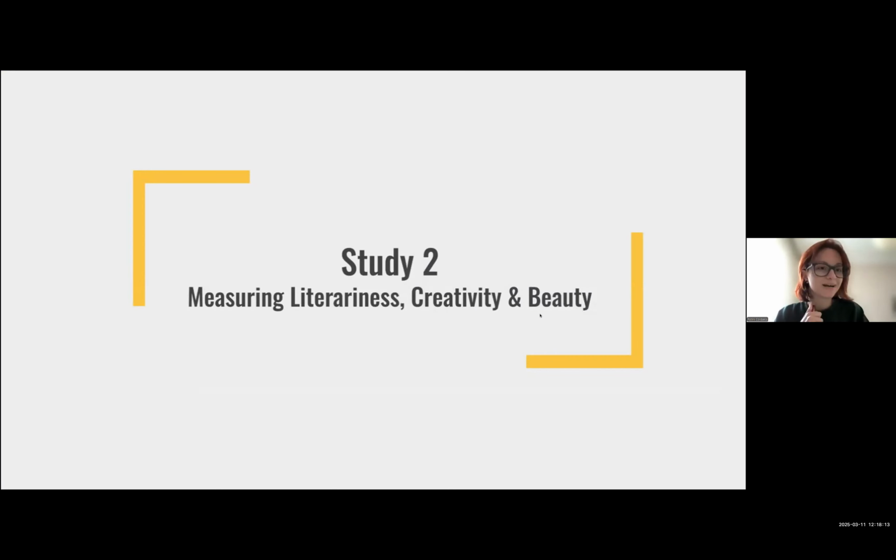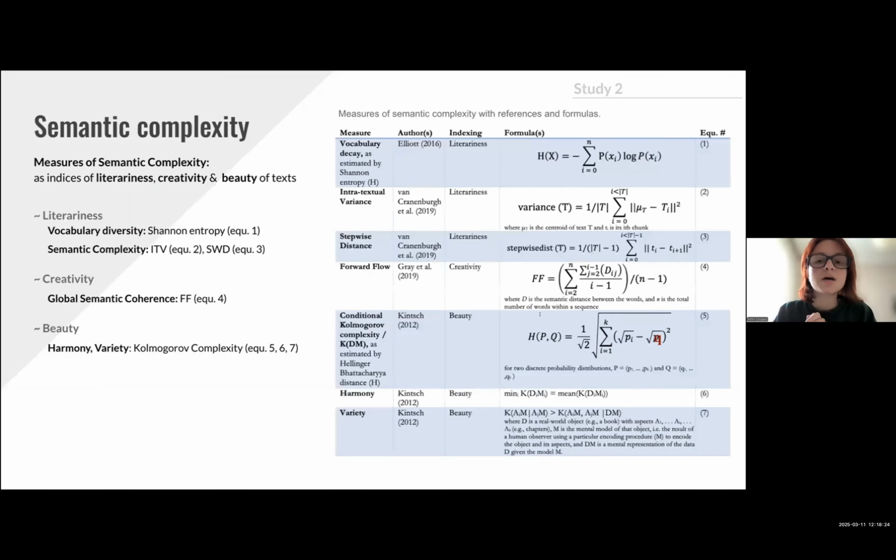This is the most interesting part of the study. The authors attempt to quantify literariness, creativity, and even the perceived beauty of texts using computational metrics. In this part, the study explores several measures of semantic complexity that can serve as indices of literary qualities such as literariness, creativity, and narrational beauty.